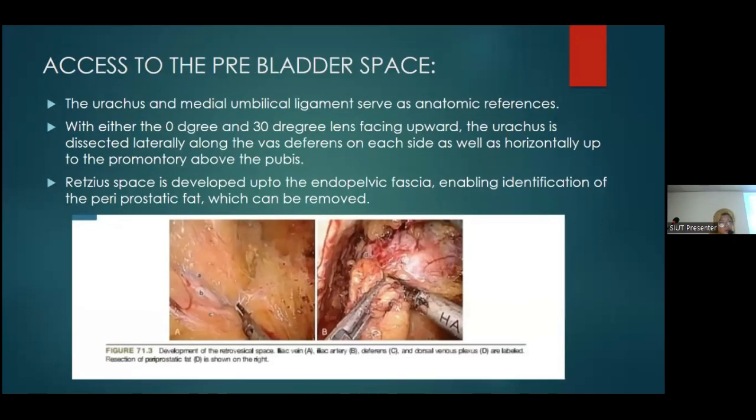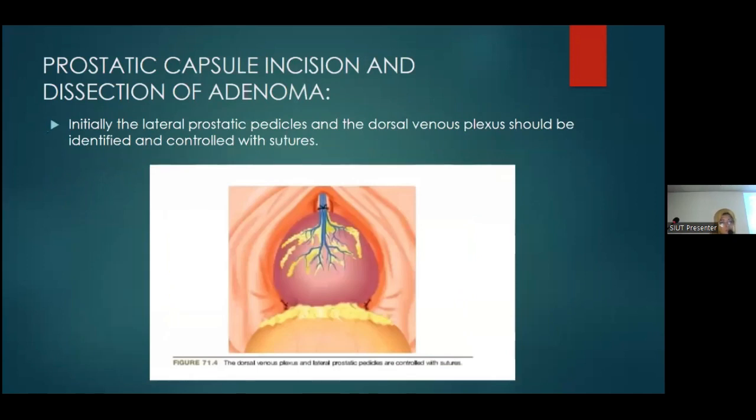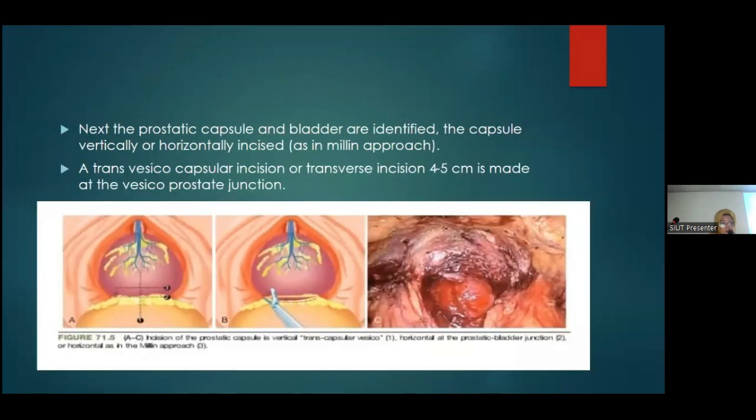After the creation of the pre-bladder space, or the space of Retzius, the prostatic capsule incision and dissection of the adenoma is done. Before that, the lateral prostatic pedicles and the dorsal venous plexus should be identified and controlled with sutures. The prostatic capsule and the bladder are identified.